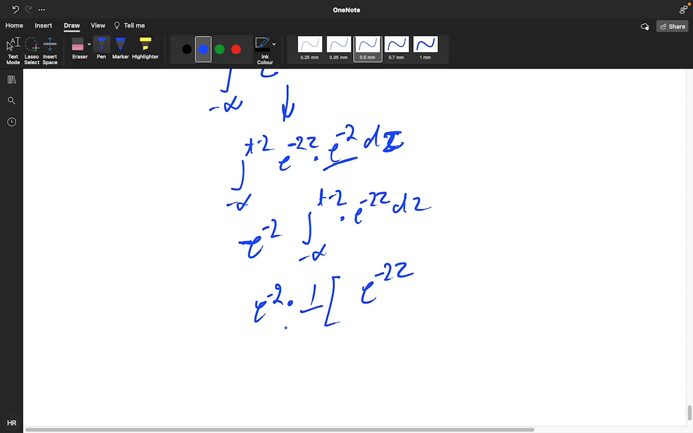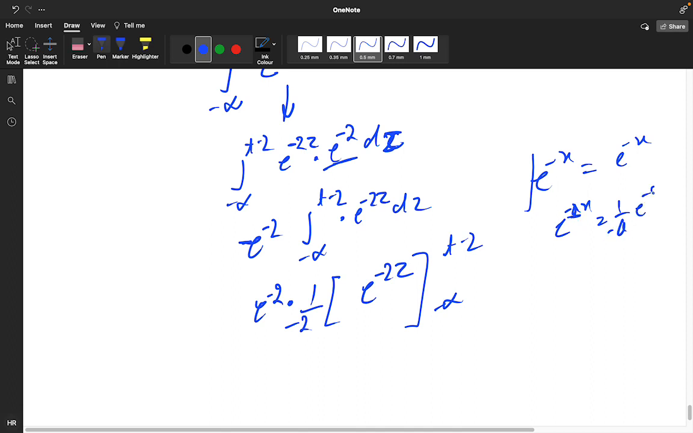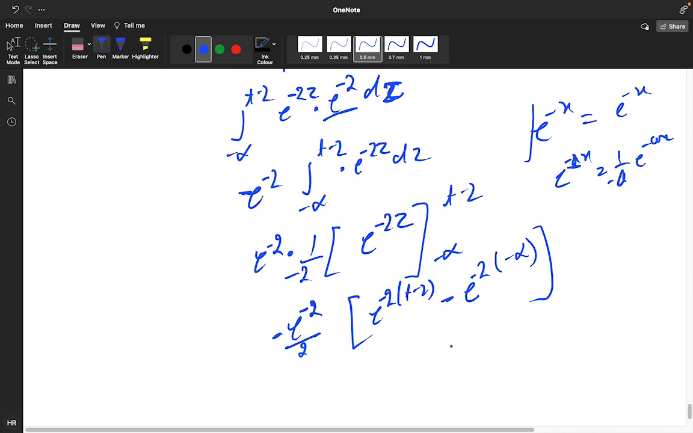So minus 2 will come down, minus infinity to t minus 2, because the integration of e power minus ax is 1 by minus a, e power minus ax. So e power minus 2 by 2, minus, put the value. You will get e power minus 2 into t minus 2, minus e power minus 2 into minus infinity.